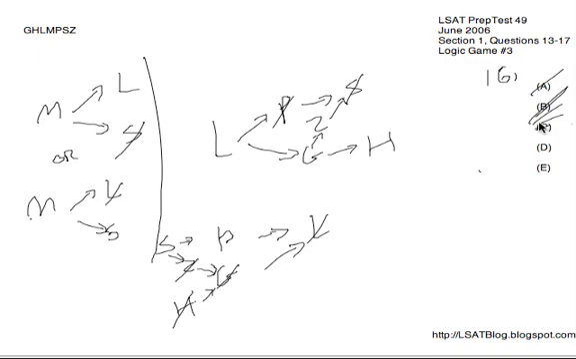Then looking at D and E, at least 3 versus at most 4. Well, when we have M, one of these 2 chains will be activated, and we know that the L chain has L, G, Z, H, and the S chain has P. So we can't necessarily say that at most 4 are offered, because if we have M on this chain, we're going to have M, L, G, Z, H, which is 5 things. So 4 is not the max, and E's gone, leaving D by elimination.